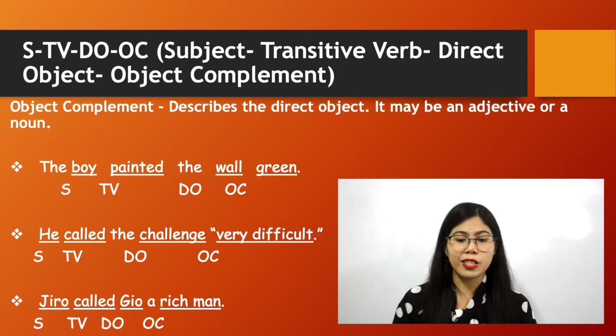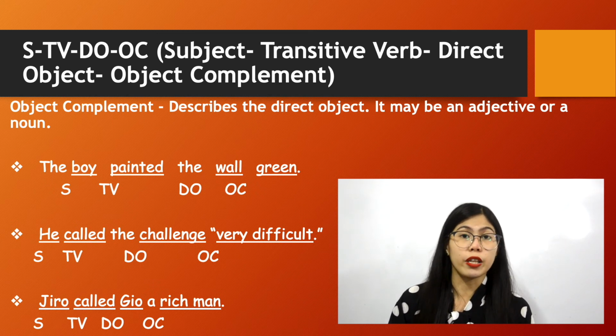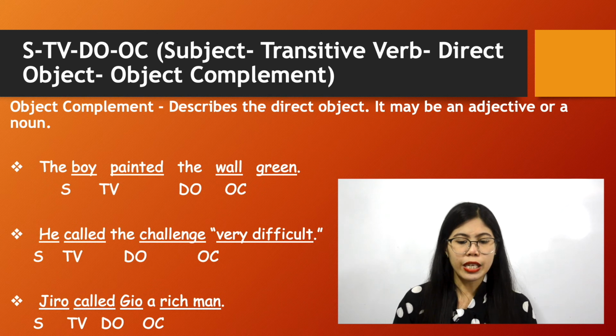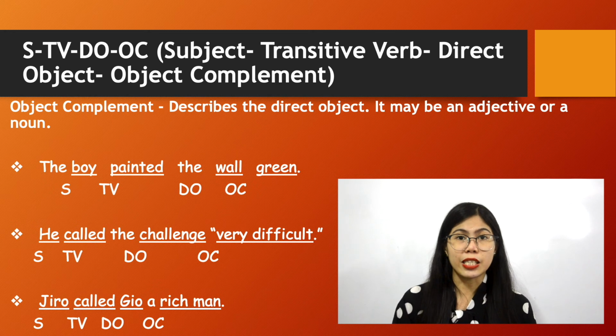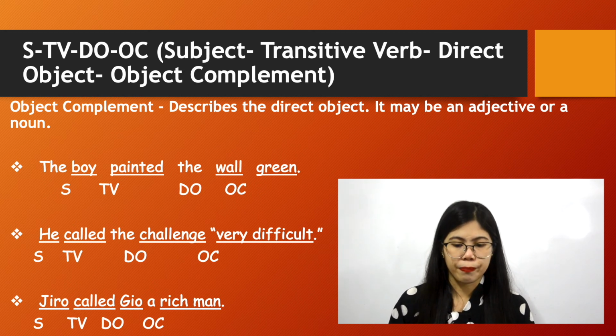Object complement describes the direct object. It may be an adjective or a noun. Example, the boy painted the wall green. To locate the object complement, we have to find first the direct object. To find that, let's ask, what did the boy paint? The answer is the wall. So since it is answerable by the question what, wall will be our direct object.